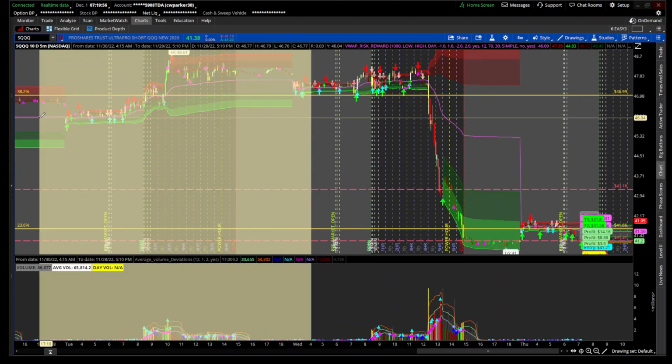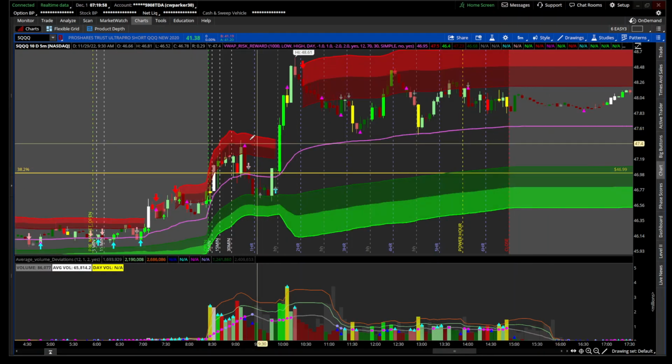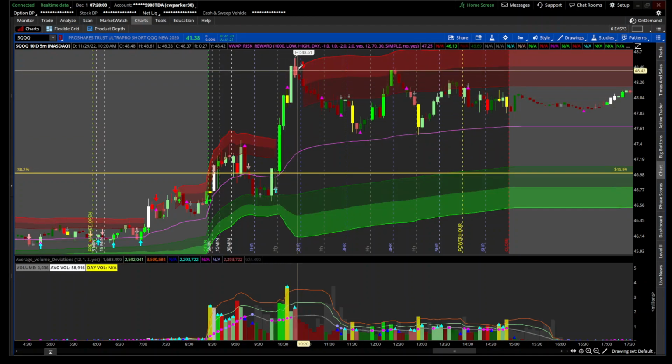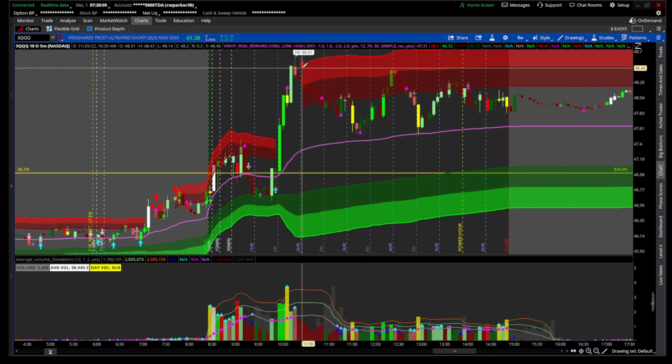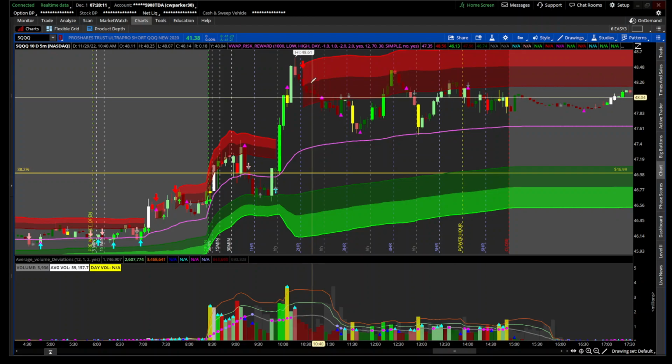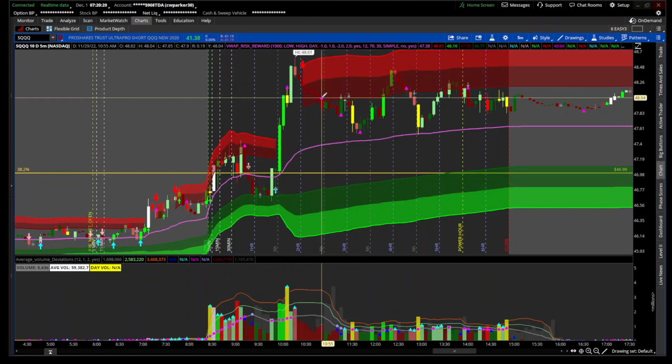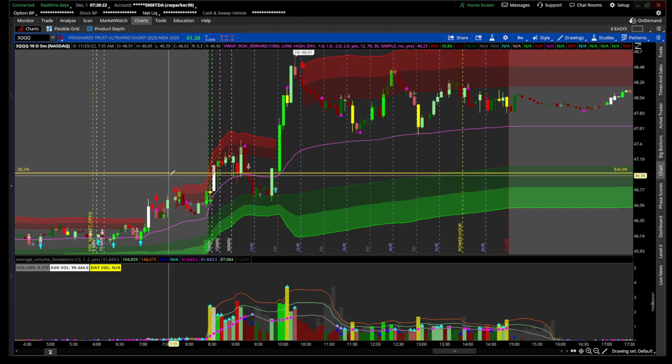This is QQQ, and we can come over here and you can see once the high breaks above the second deviation, the cloud goes away, and then once price comes back in, the cloud comes back, and you get this red arrow for a possible short. Here's where RSI broke above overbought. Oh, and well, actually, price.